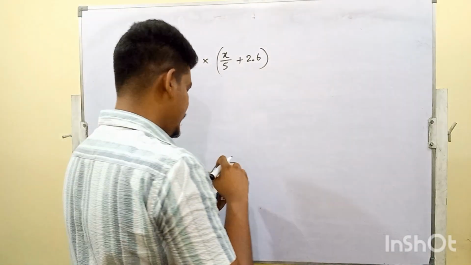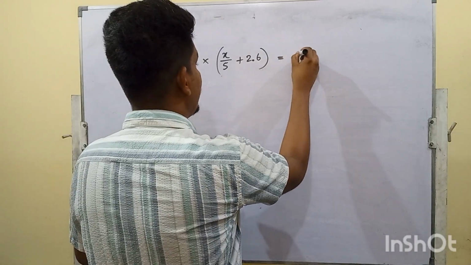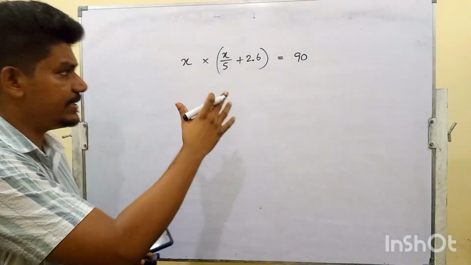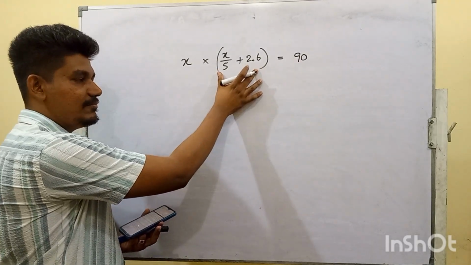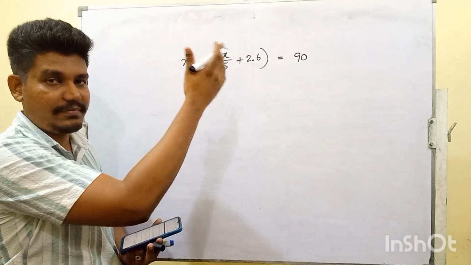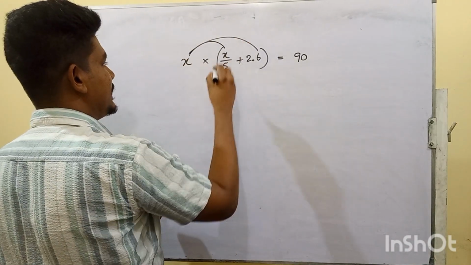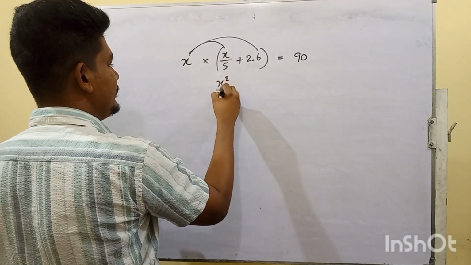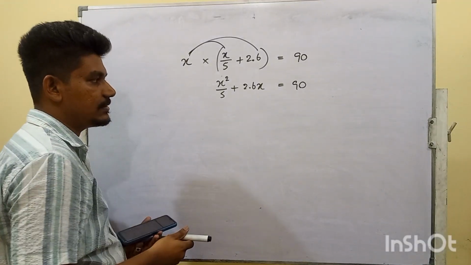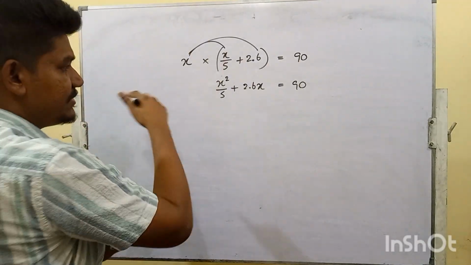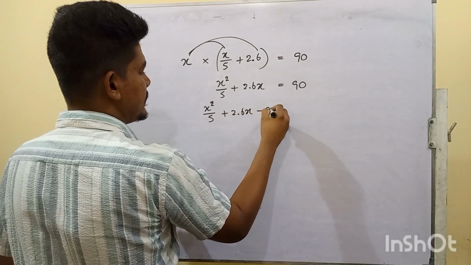By the total production, they receive a profit of 90 rupees within an hour, within the same time period. This is the profit from 1 kilogram, and we have to find it for X kilograms. If you multiply that bracket by X, we get X squared over 5 plus 2.6X equals 90. Then I'm going to take that 90 to the left side: X squared over 5 plus 2.6X minus 90 equals 0.